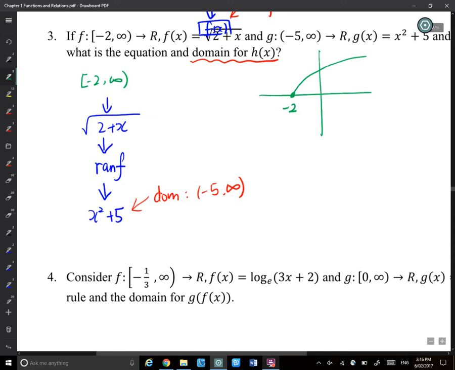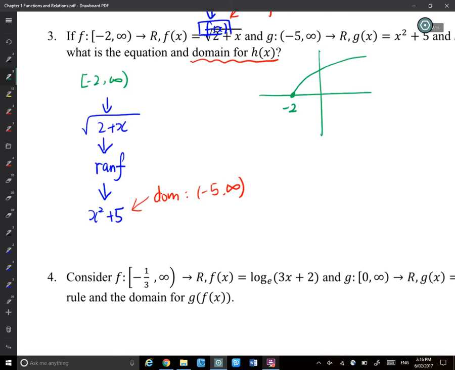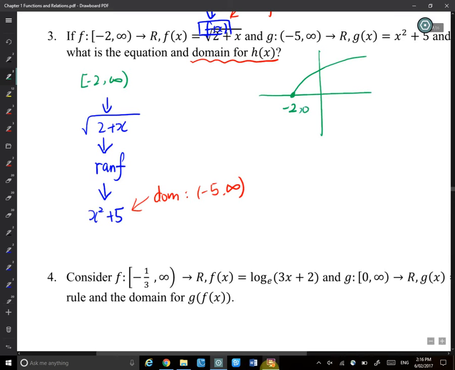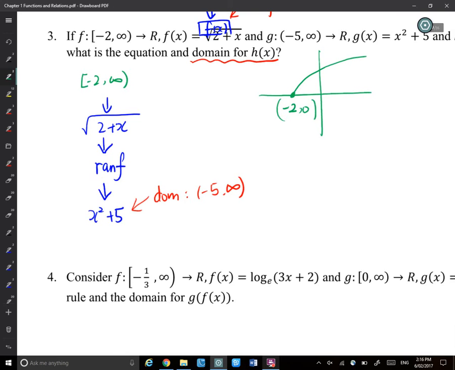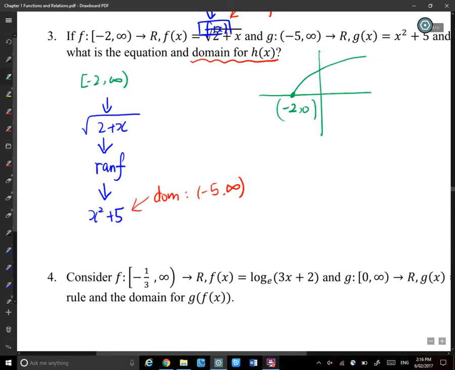Right? That's what the square root of x looks like. I start from the endpoint, which is (-2, 0), and move like that way, both positive, going up. Okay, so we have this graph. And what is our range? Our range is 0 to infinity.